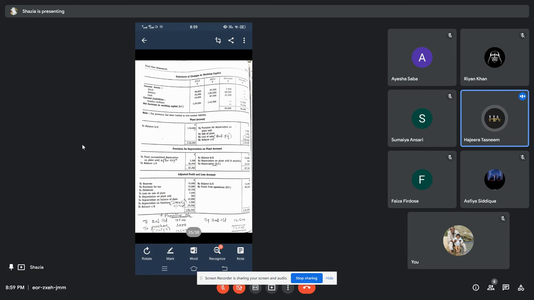What is the difference, ma'am? Yesterday you said about provision for taxation, ma'am, how to treat it. In that and today's, what difference do we have, ma'am? Like, do we need to treat it or not need to treat it, ma'am?